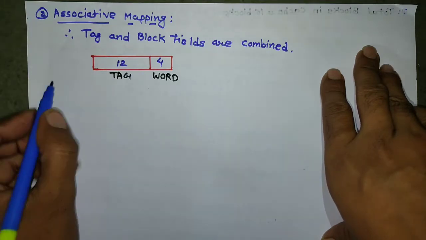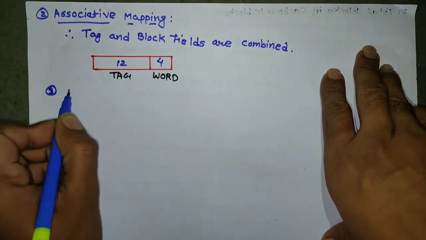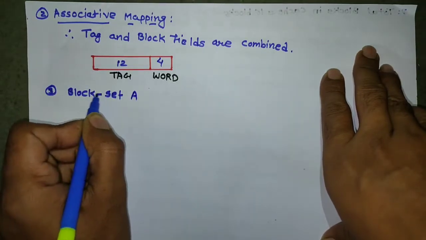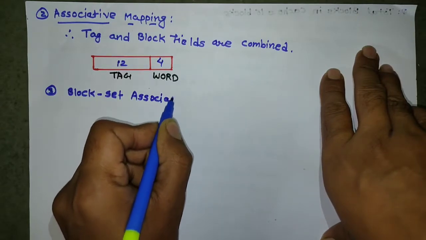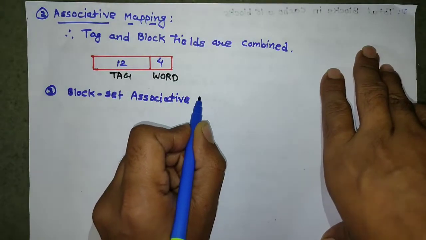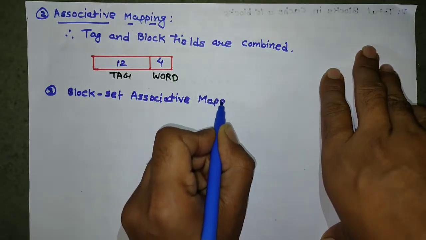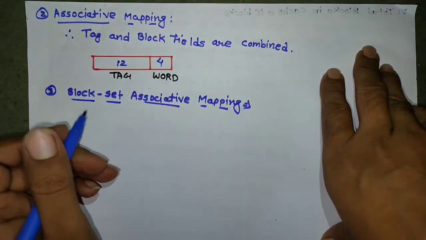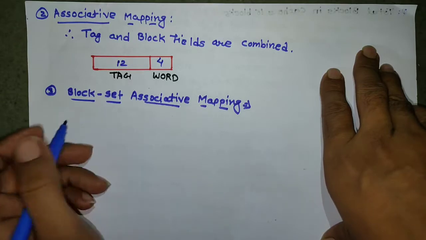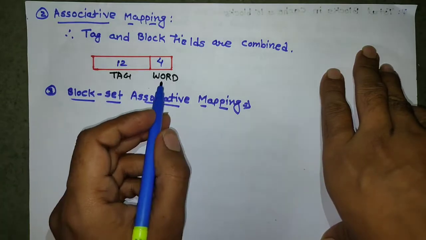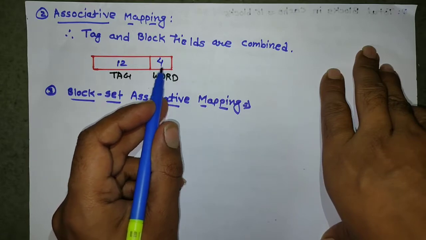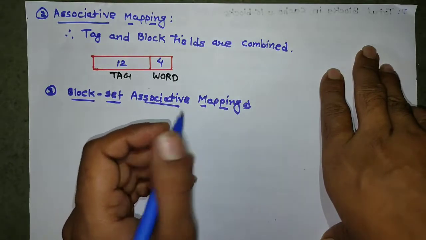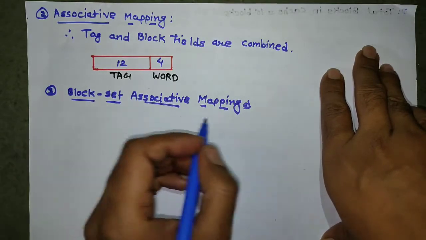This is the second mapping method. Then the third mapping is block set associative mapping. In block set associative mapping there are 3 fields, tag, set and word. For word bits you can observe that here also we have common bits, so here also we will consider common bits for word bits. So what we have to find? We have to find tag and set bits.